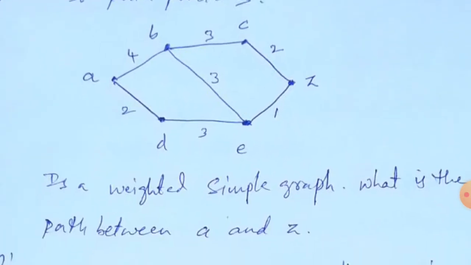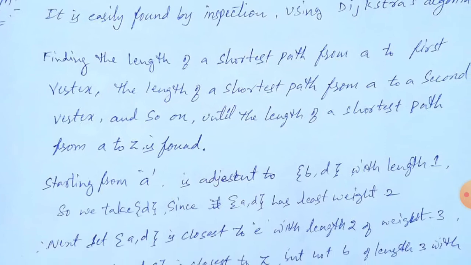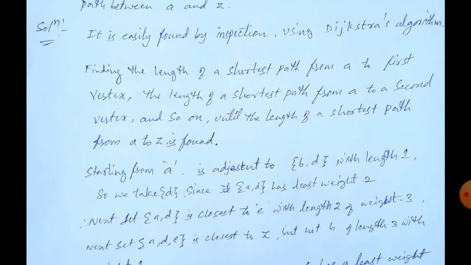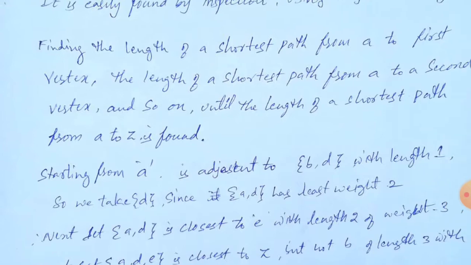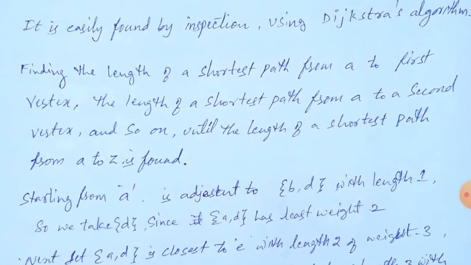Now A has the shortest distance to which vertex, B or D? A to D length 2, A to B length 4. So which is the shortest one? D only, because it has the length 2. Like that we have to visit here. Now observe, like that we have to go further. Next, the length of the shortest path from A to a second vertex, and so on, until the length of the shortest path from A to Z is found. Like that you have to go.